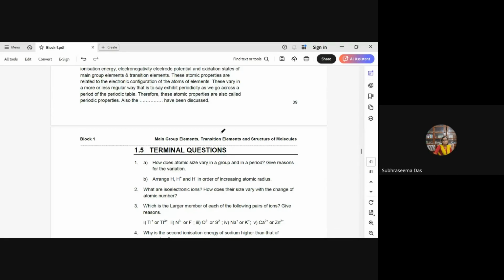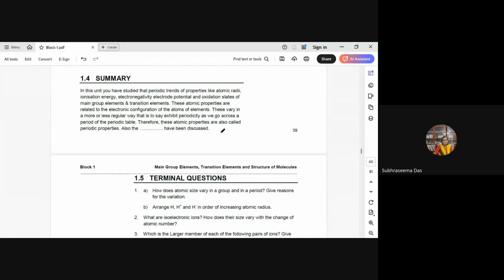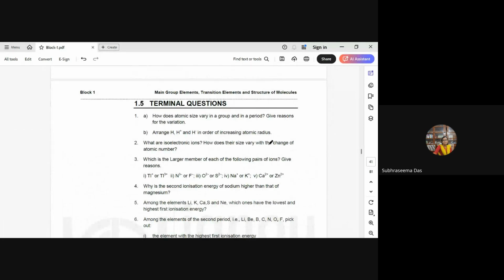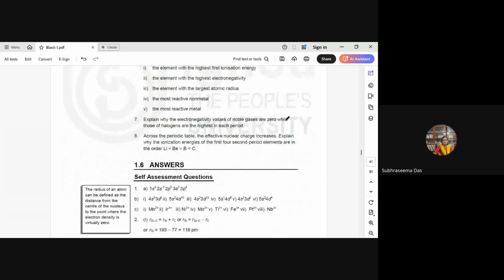So in summary, we have talked about different types of periodic properties like atomic radius, ionization energy, electronegativity, the oxidation states of main group elements and transition elements, and different calculations of electronegativity. So this is about the trends in periodic properties. And these are some of the questions associated with this chapter. You can go through these questions.